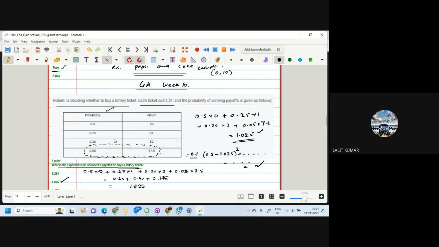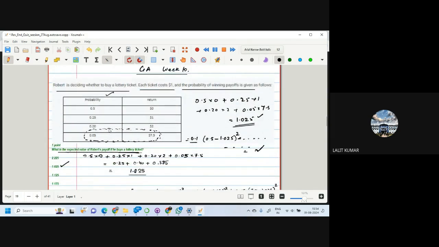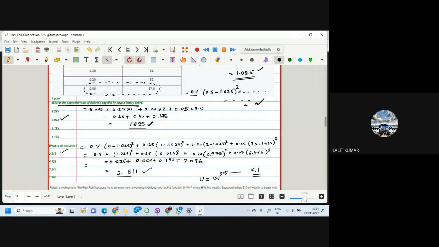Okay, now these are the questions on the risk. So Robert is deciding whether to buy a lottery ticket. Each ticket costs $1 and the probability of winning each payoff is given as follows. First, what is the expected value of Robert's payoff? Straight away we use the formula and we get the payoff as 1.025. What is the variance? Variance again is 0.5 into actual value minus expected value squared. We keep on doing that, and we get 2.811.